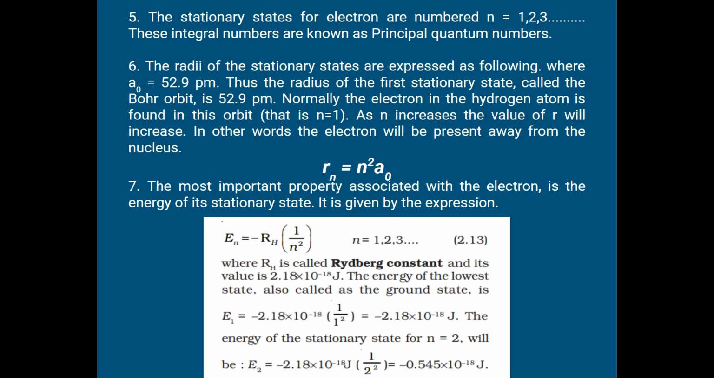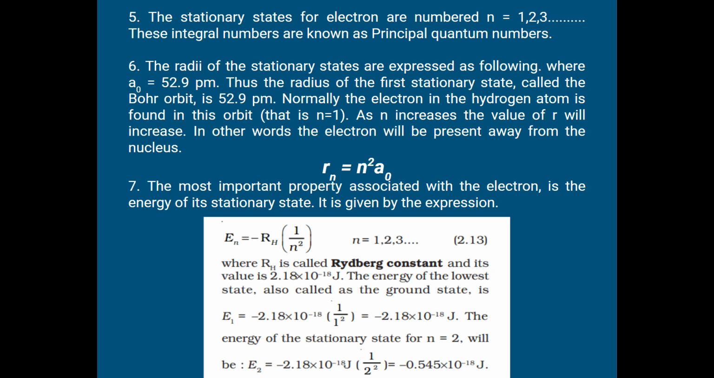When it goes to Venus, it is going from 1 to 2. That is, Venus's orbit is its first excited state, and the Earth's orbit, n equals 3, is its second excited state. So first comes the ground state, first excited state, second excited state, then third excited state, and so on. And these n equals 1, 2, 3 are known as principal quantum numbers.